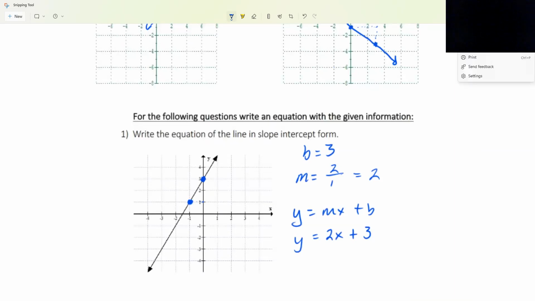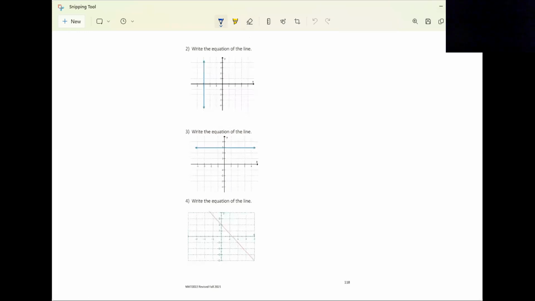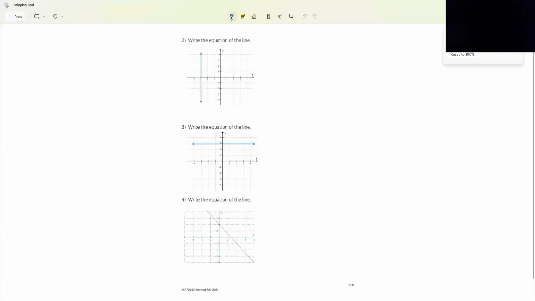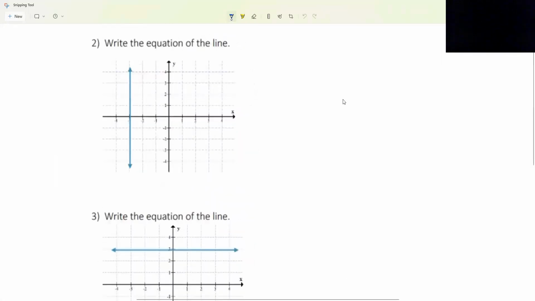Let's open the next one. So here's the thing. This is a vertical line. Now, this is one of those ones that I told you need to memorize. So for a vertical line, the slope is undefined, but remember, where's it crossing the x-axis? Right there, at -3. So x is equal to -3.